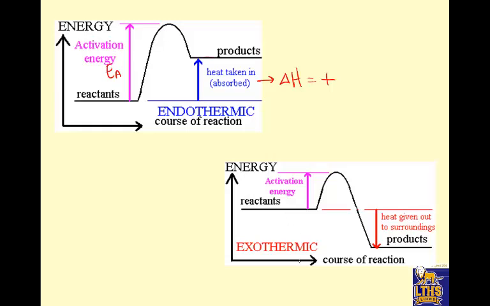This is an exothermic energy diagram. Here's our delta H. Our delta H is negative here because this is the energy to go from reactants to products, and it's lower for products, so it's released.